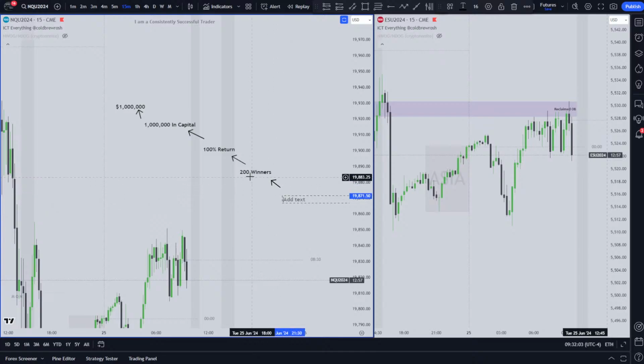Well, it's going to take you more than 200 trades because you're going to have losers. But essentially, you're going to keep working through this until you find the actual goal that you need to work on. And I promise you, it's going to lead back to this. Taking 200 winners is a byproduct of taking high probability setups consistently.